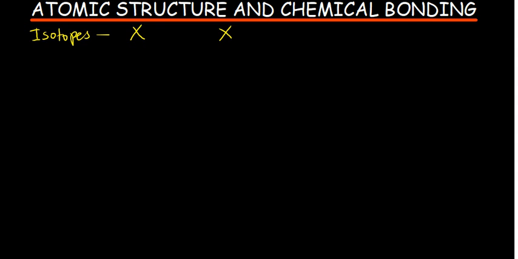Atoms are simply the smallest indivisible particle of an element. And an element is a pure substance that cannot be split into two or more chemical substances by any chemical means. So you can see both of them are X's, meaning they are all atoms. It's the same element because they have the same symbol.